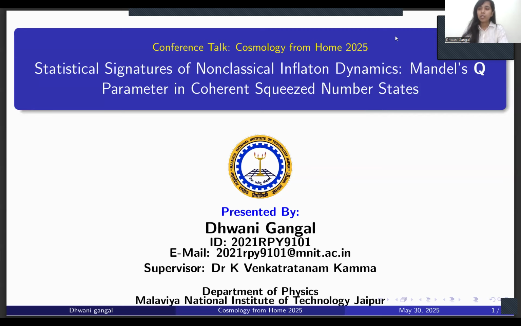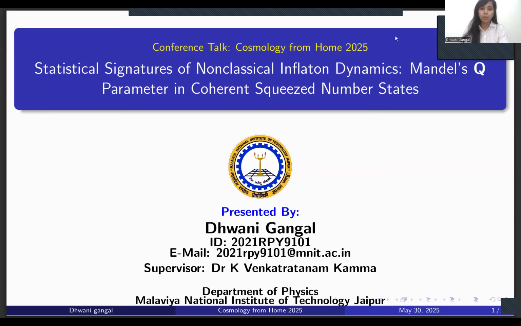Today, I'm here to present my recent work on statistical signatures of non-classical inflaton dynamics: Mandel's Q parameter in coherent squeezed number state. This study probes the quantum statistical behavior of the inflaton field by employing tools from quantum optics within the framework of semiclassical gravity.